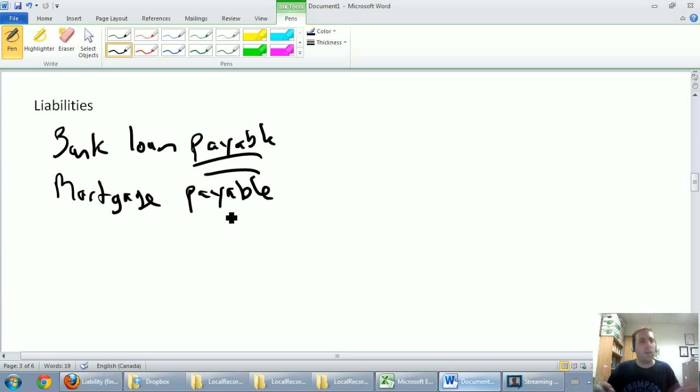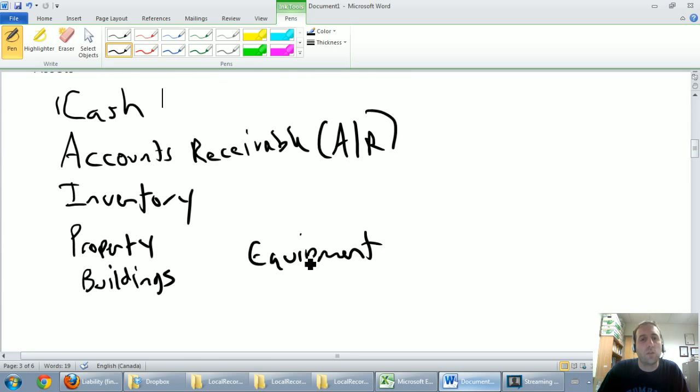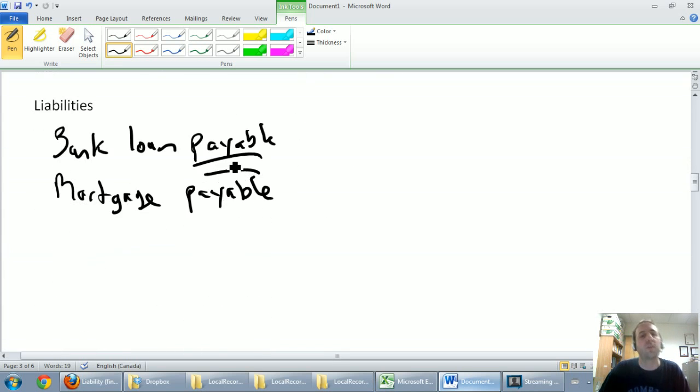If it's got the word payable, you can be assured it's a liability. I quickly glossed over accounts receivable before, but again, if it's got the word receivable, you can be sure it's an asset. Anyway, back to liabilities, all the things a company can owe.